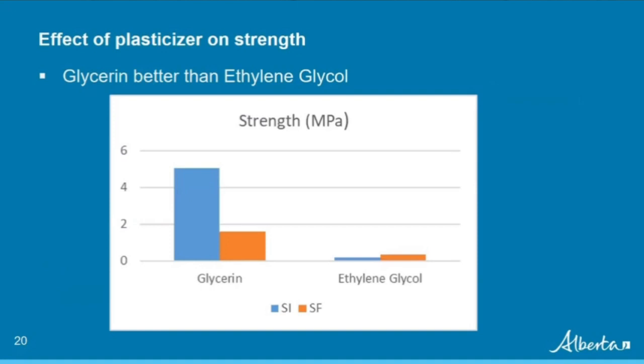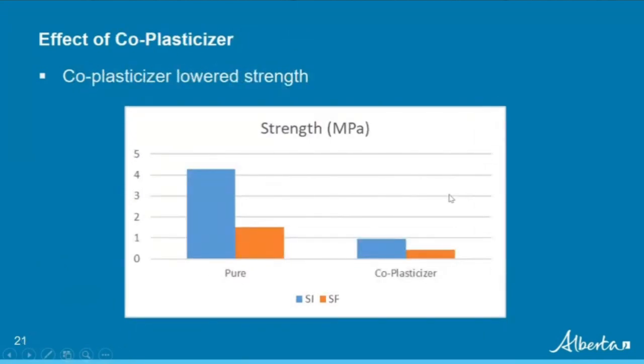So the effect of plasticizer on strength, we can see that on the left hand, the glycerin gave us much higher strength compared to if ethylene glycol as the plasticizer. If we use co-plasticizer, as you can see on your right-hand side, it will lower the strength compared to pure without any co-plasticizer involved.